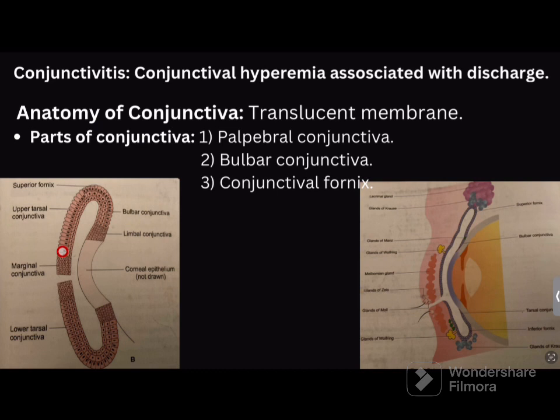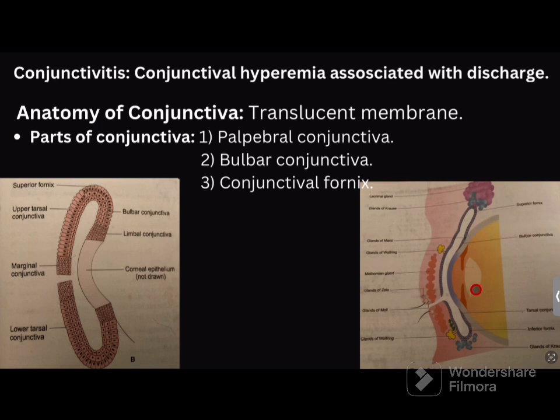If you consider the limbal conjunctiva now, this is 5 to 6 layers of stratified squamous type again. Then this was about the epithelium. After the epithelium, you will have the adenoid layer and the fibrous layer. Okay. Now coming to the glands of conjunctiva.